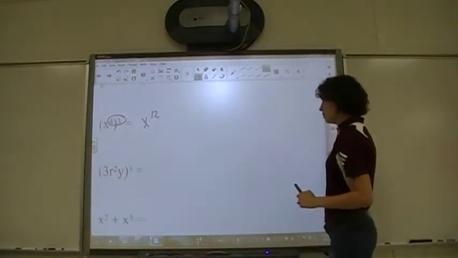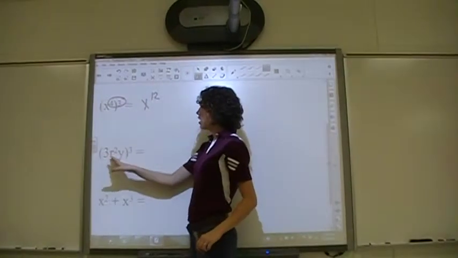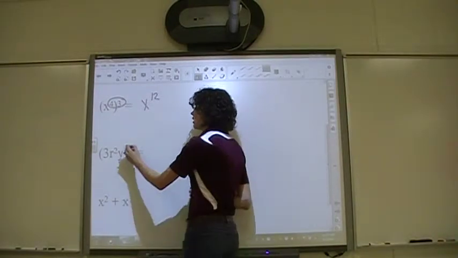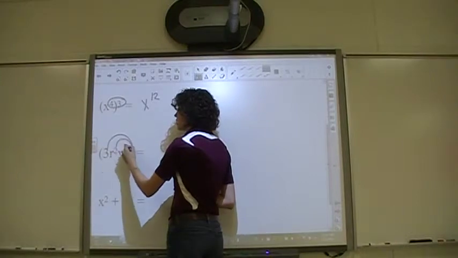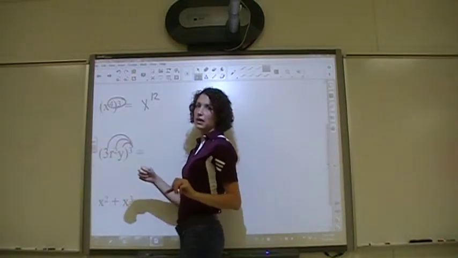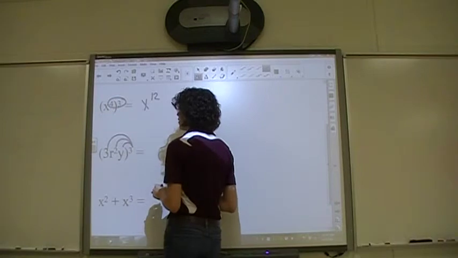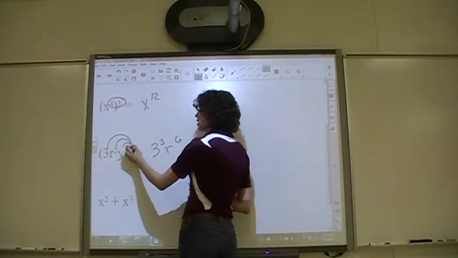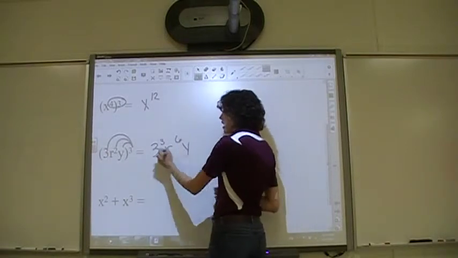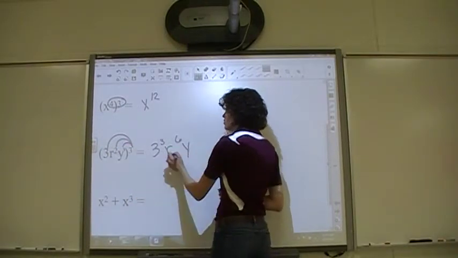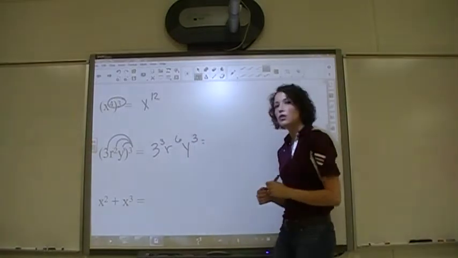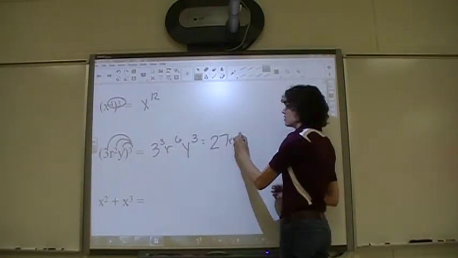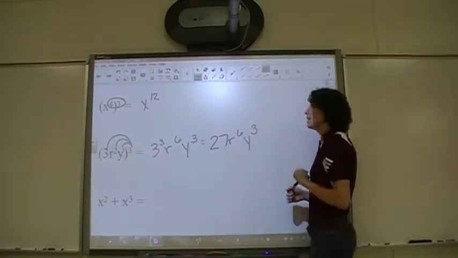Then with this next one, you have 3r squared y, whole thing cubed, so it'll be quantity cubed. Take this cubed and raise it to all of them, especially that 3. So 3 cubed. We've got r to the 6th because you're multiplying, and then y is really like y to the first there, so 1 times 3 will give me 3. 3 cubed, 3 times 3 is 9, times 3 is 27. So r to the 6th, y cubed is my final answer.